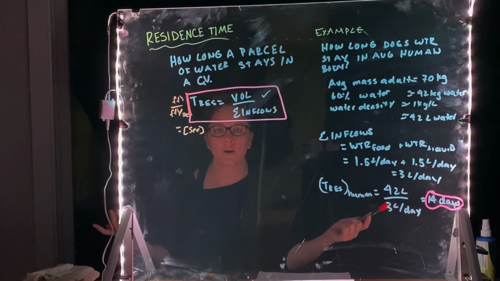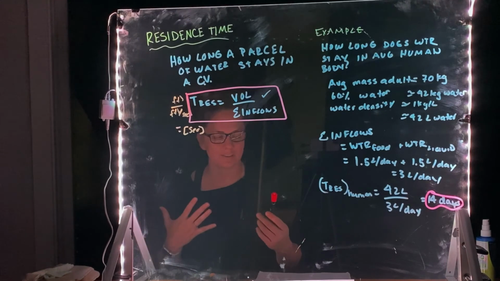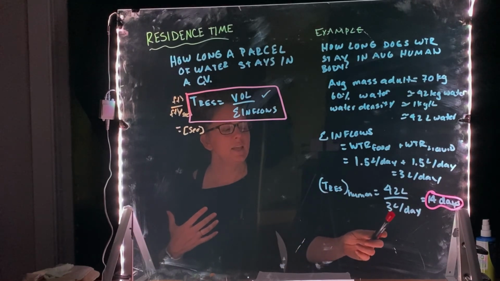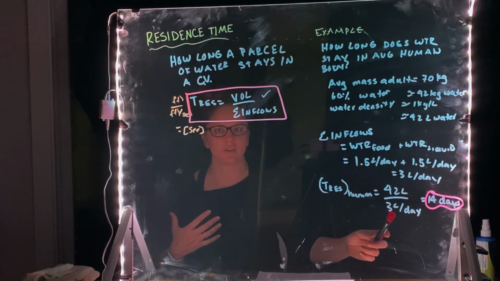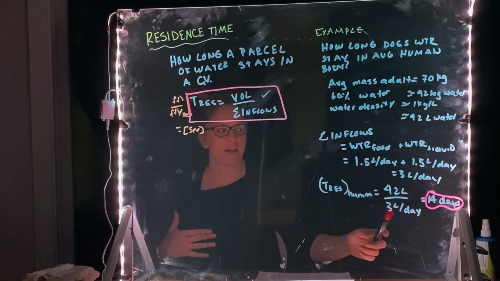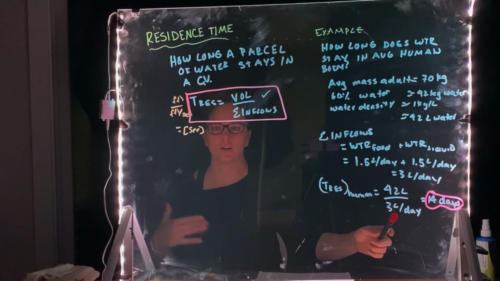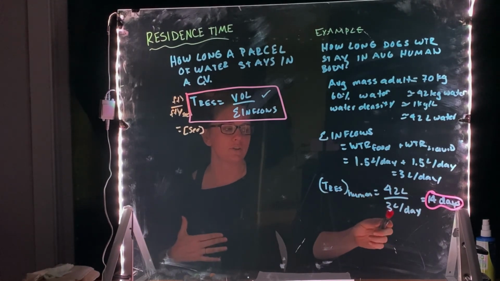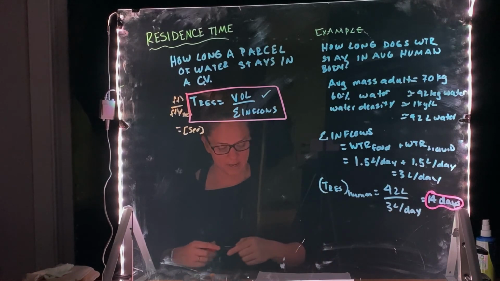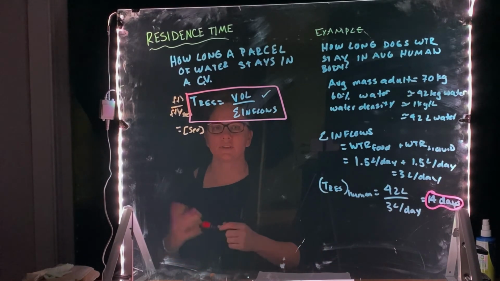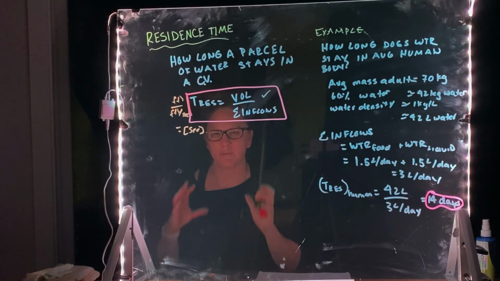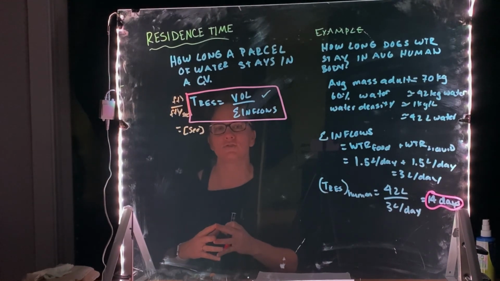So you can see how you can increase or decrease this residence time. If you drink more water, if this number goes up, then you're going to have a faster residence time. So you'll decrease the average time that the water is in your body. And if you consume less water, you will increase this residence time. So we'll do some more examples together in class, looking not at human bodies, but instead at control volumes of the hydrologic cycle.